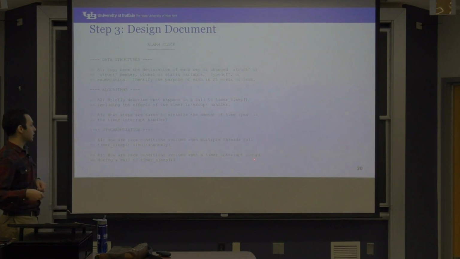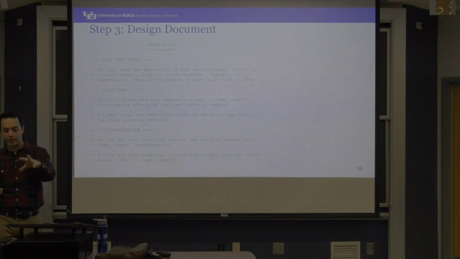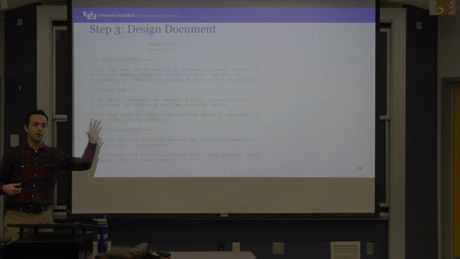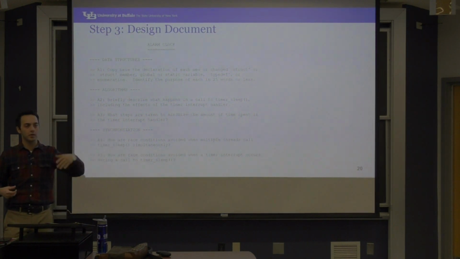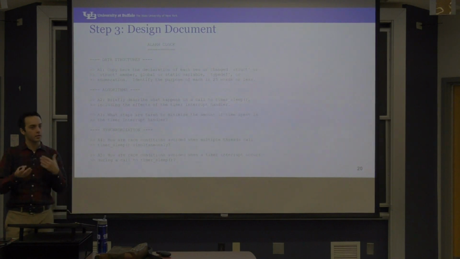How are race conditions avoided when a timer interrupt occurs during a call to timer_sleep? Again, just don't say with the lock or semaphore. Just have it defined. Okay, I have defined this variable. This is for this purpose. In this function, this function turns it on. This function releases the lock.